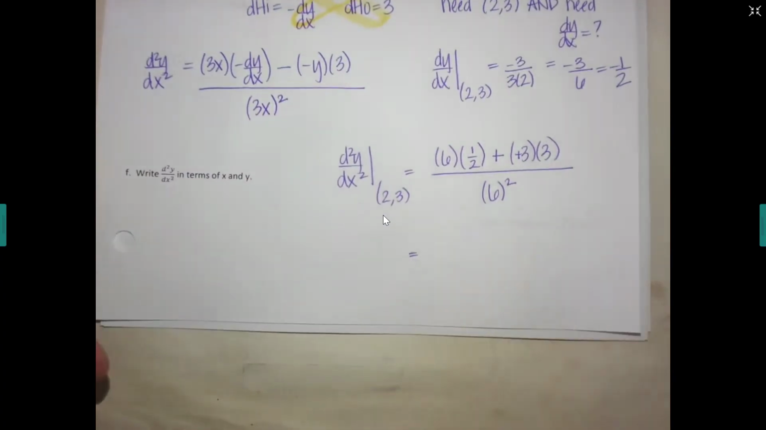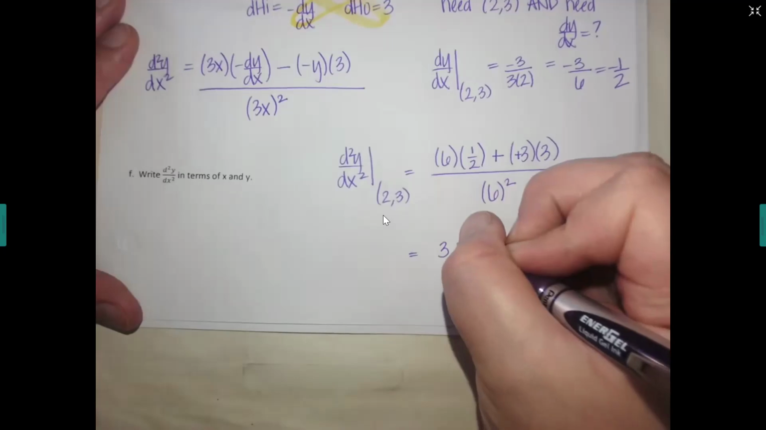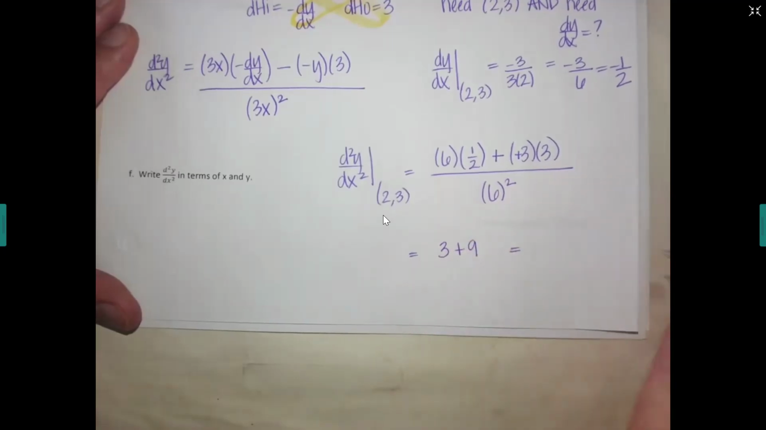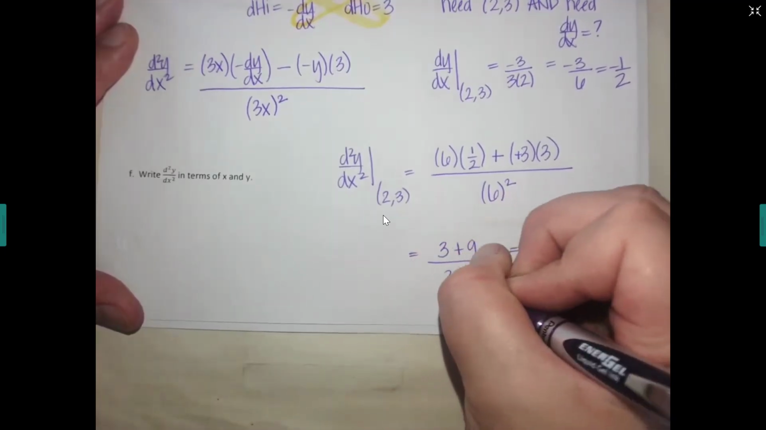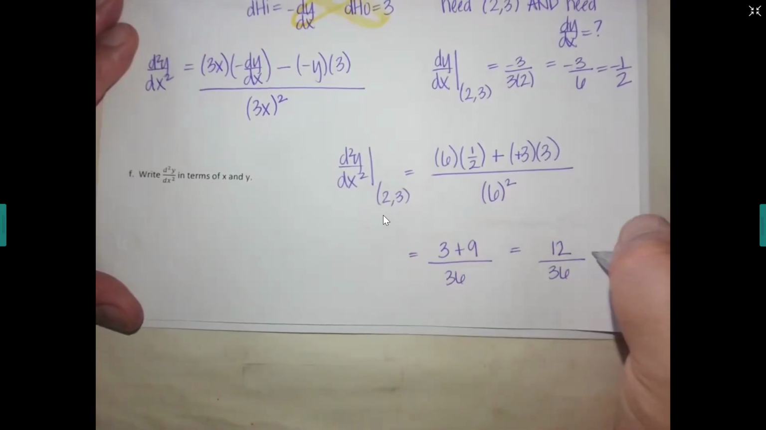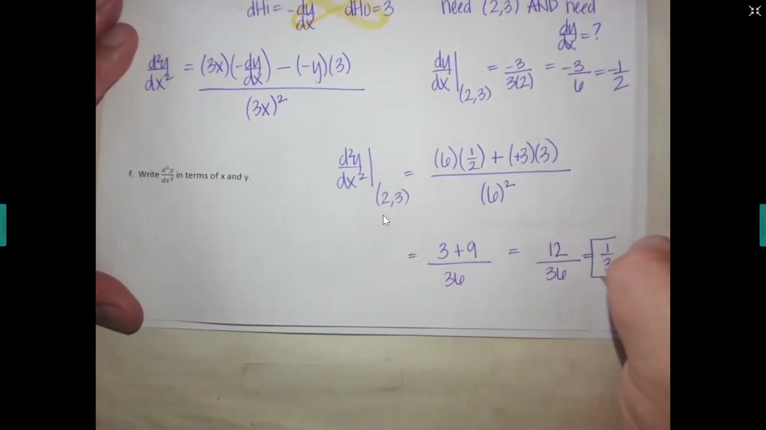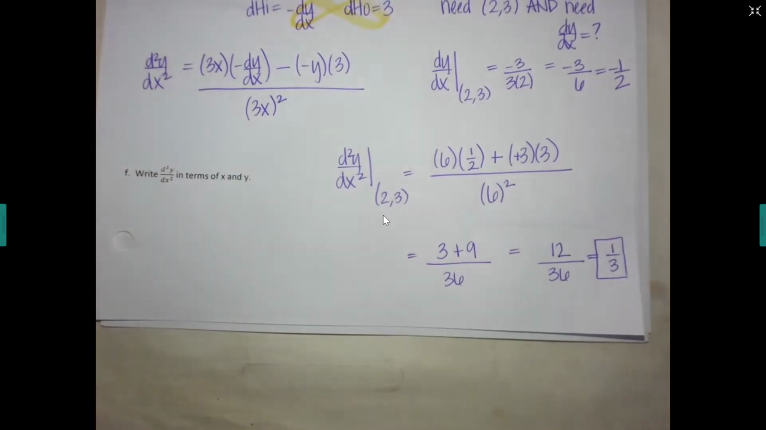Okay, for my first term, half of 6 is 3. We're going to add that to a 9. 3 plus 9 is 12. 6 squared is 36. So that would go to a third. Okay. Questions on that? So you take the derivative once, take the derivative a second time, and then when you plug in, you have to have an answer for dy dx to use with the x and the y.